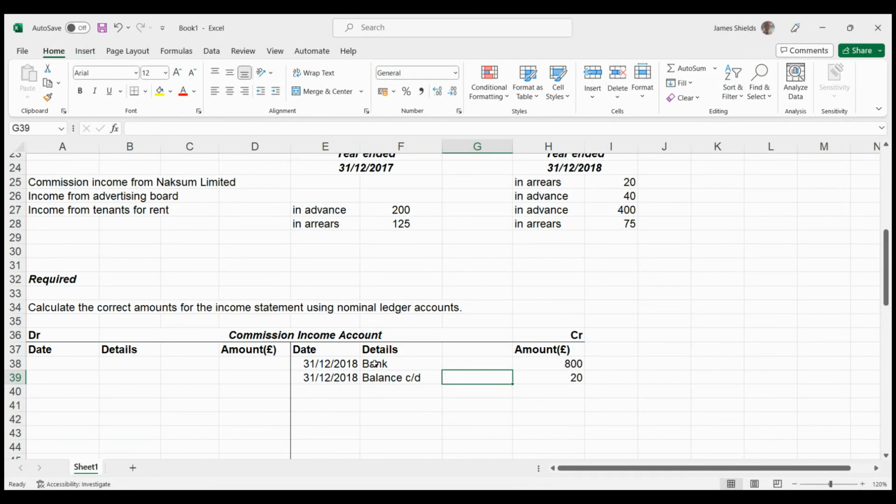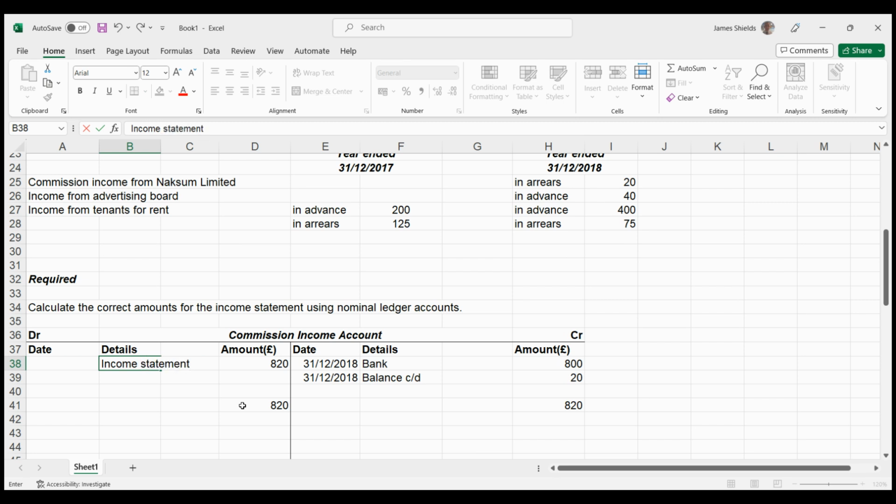Now, there's no more other details on commission income now. So we've got to balance the account now. So we've got no figures at the moment on the debit side. We've got two figures on the credit side. So you're going to balance the account. On the credit side, our total is £820, which means our debit side is going to be the same amount, £820. Now, that £820, that's what's going to be shown in the income statement. That's going to be transferred to the income statement. So on the income statement, it's going to show commission income of £820. That's for the financial year ended the 31st December 2018.